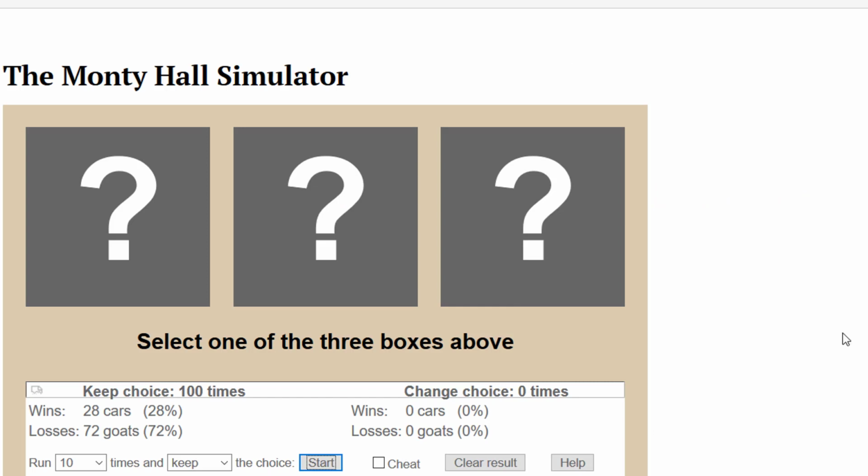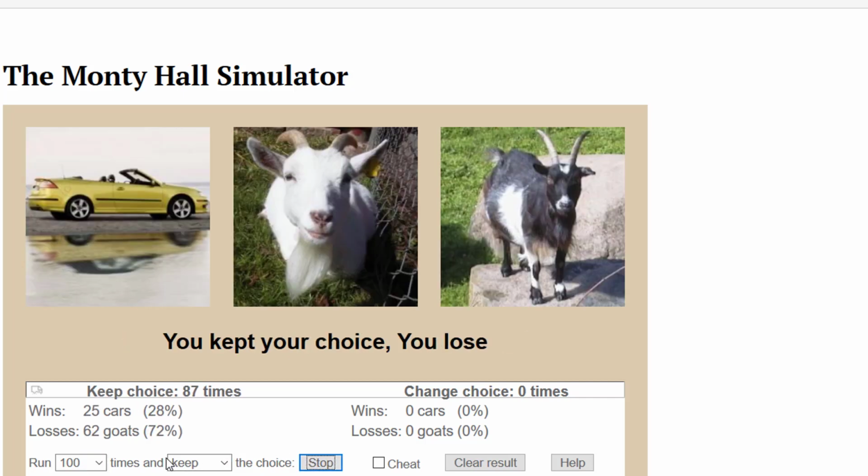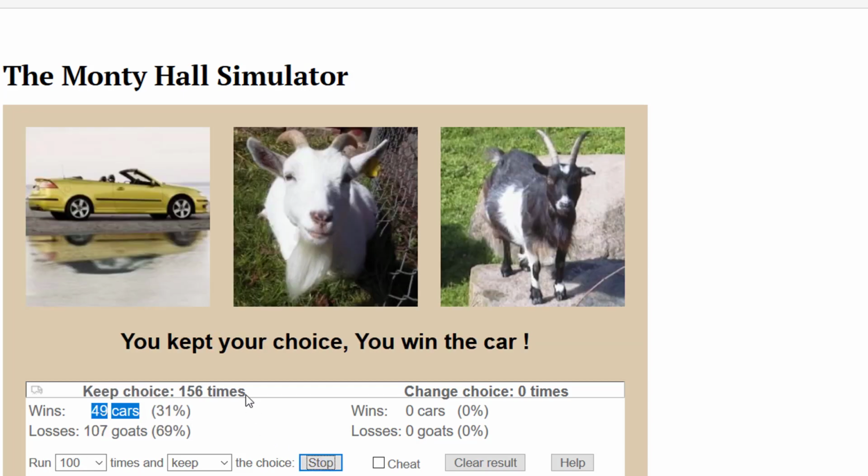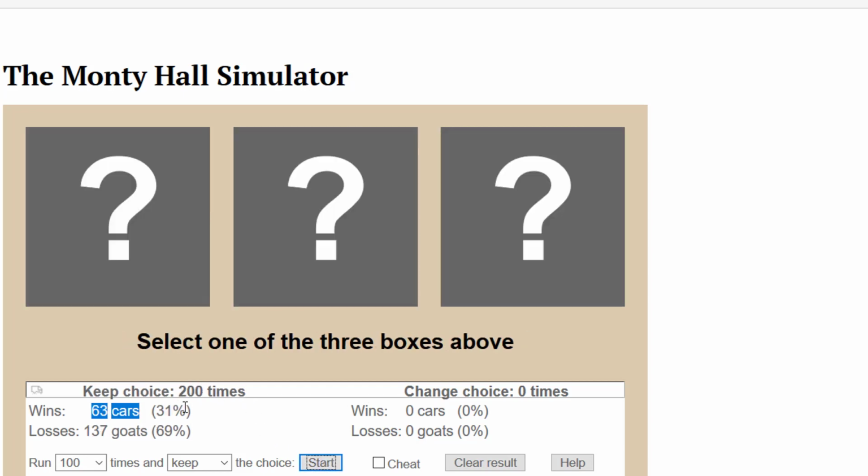All right, so back here, I'm going to clear results, start back at nothing played, and I'm going to change this to play 100 games at a time and keep the door that we pick. So I hit start. It says when I play 100 games, this time in the first round of 100 games, I won 28% of the games. I add another, so I hit start again. Now it's up to 200 games, and it says in the total of the 200 games, you've won 31% of the time.